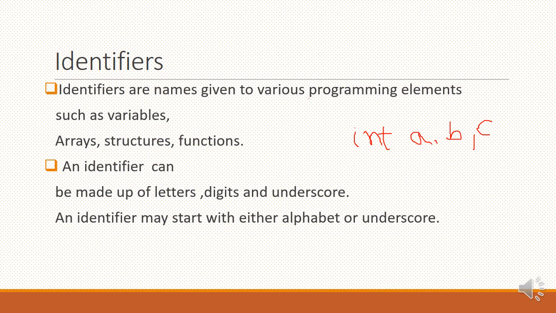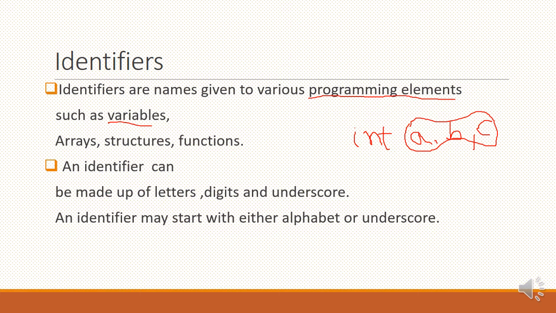Till now we studied the programming elements. What programming elements can you take? Such as variables. Here A, B, C are called variables. So whatever names you give, these are called identifiers. Next, you are going to study arrays, structures and functions in the next classes. For each of them you are going to give names, and they are called identifiers.